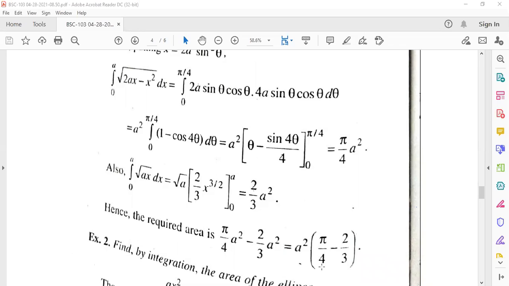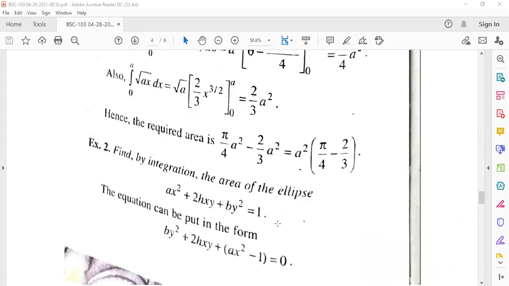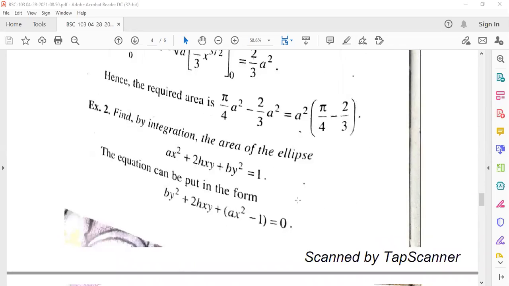So to find out this part, you have to remember coordinate geometry, right? Coordinate geometry is very much required. So we are going for the next one. Find by integration the area of the ellipse. The equation can be put into the form by square plus this equal to 0.